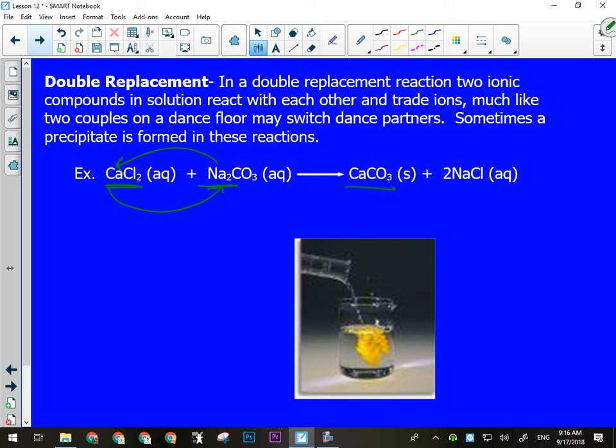Okay, is that reaction balanced? Okay, I got one calcium over here. I got one calcium over there. Okay, I've got two chlorines here and two chlorines over here, two sodiums over here, two sodiums here, and one carbonate and one carbonate. So it looks like it's balanced.